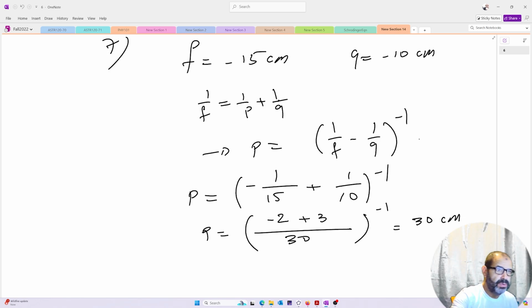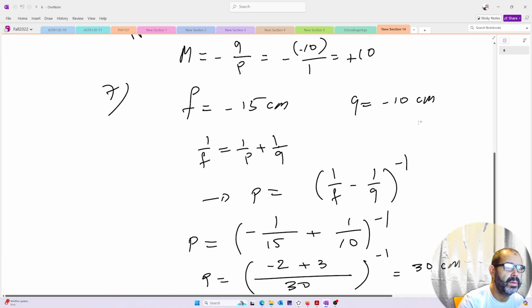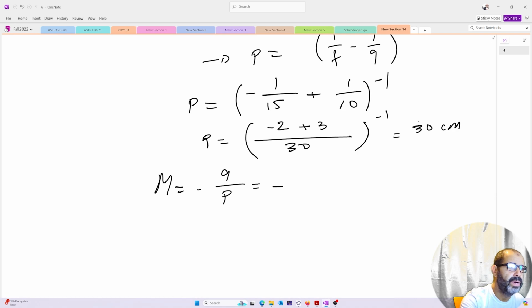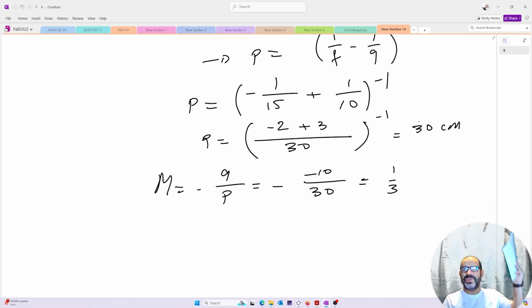What is the magnification? Now we have P, we had Q, so M, which is negative Q over P, and Q is negative 10 divided by 30. Negative and negative become positive, and this is 1/3, again 0.333 repeating. The point being, in here the image shrinks by a factor of 3, okay? But it's a positive, that means it's upright.